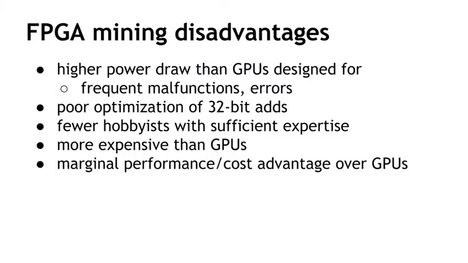The disadvantages of using FPGAs are that they were being driven harder for Bitcoin mining, by being on all the time and working as hard as possible, than a lot of consumer-grade FPGAs were really designed for. So a lot of people found a number of errors and malfunctions in their FPGAs as they were doing Bitcoin mining. It turned out to be difficult to optimize the 32-bit add step, which, as we said, is critical for doing SHA-256.